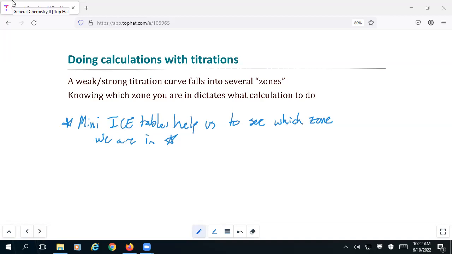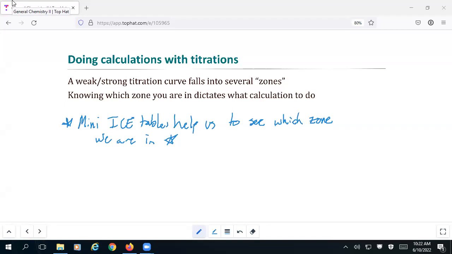Now, like I said before, there's actually no new calculations in this. We are going to be using mini ice tables. We use them in buffers. We're also going to use a number of different calculations that we've already done in chapters 15 and thus far in chapter 16. So it's not that anything is new. That's not why things are difficult. Why this is difficult is because it's difficult sometimes to know what calculation you're supposed to do when.